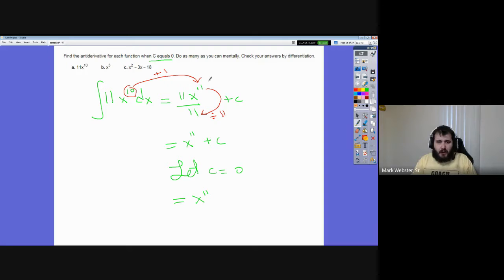So that's part A. Part B, same thing. X cubed, we want to integrate that with respect to x. We're telling ourselves with respect to x right here. So raise the exponent by 1 and divide by that new exponent. And voila, 1/4 x to the 4.